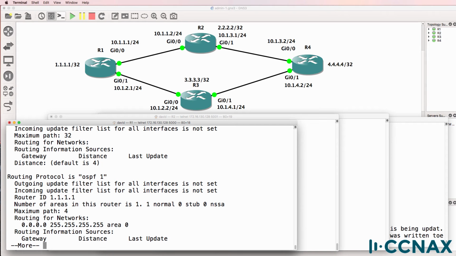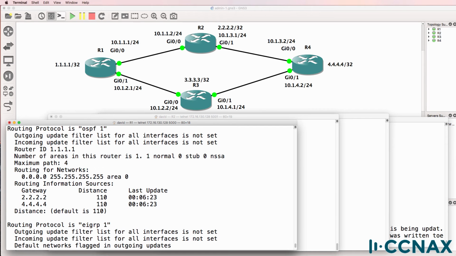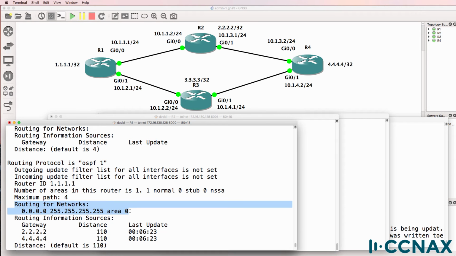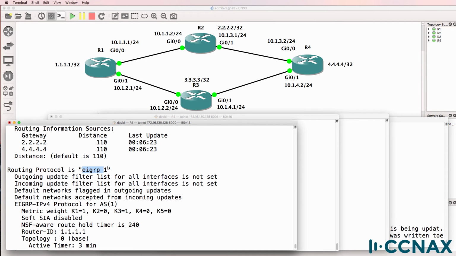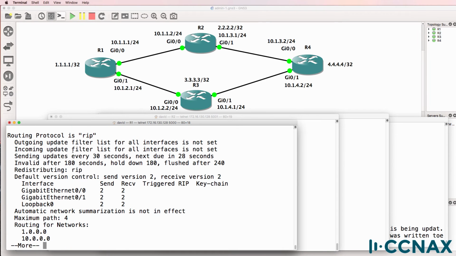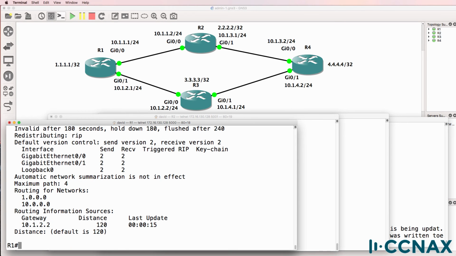Show ip protocols shows us that OSPF is enabled. We are running OSPF on all interfaces on the router. EIGRP is also enabled on this router, and so is RIP. So router 1 has three routing protocols enabled. Now, typically you won't do that in the real world, but we're doing that here to prove a point.